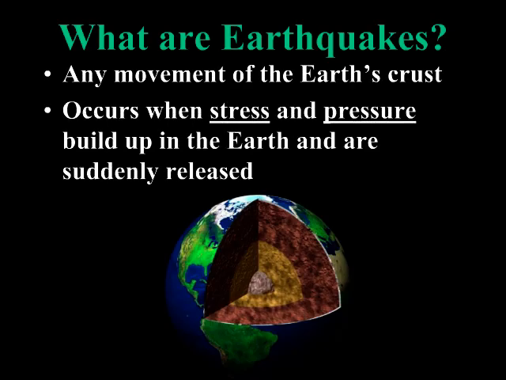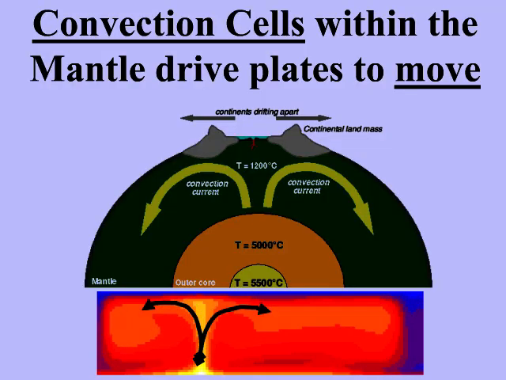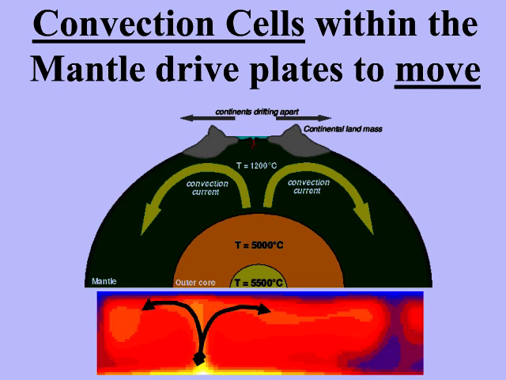What are earthquakes? Any movement of the Earth's crust, and it occurs when stress and pressure build up in the Earth and are suddenly released. Which brings us to the obvious question, what causes stress and pressure to build up on the Earth? And the theory is that there are convection cells within the mantle that are pushing the plates to move.